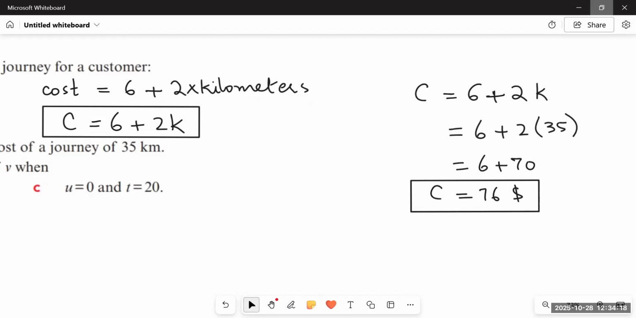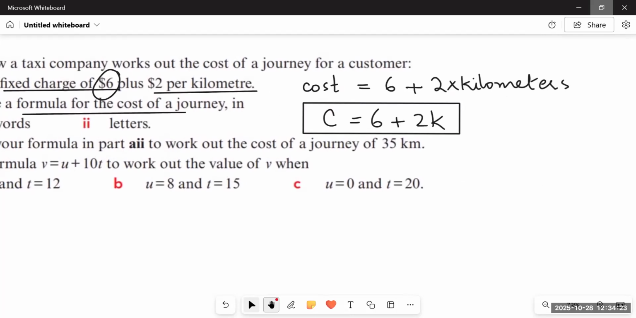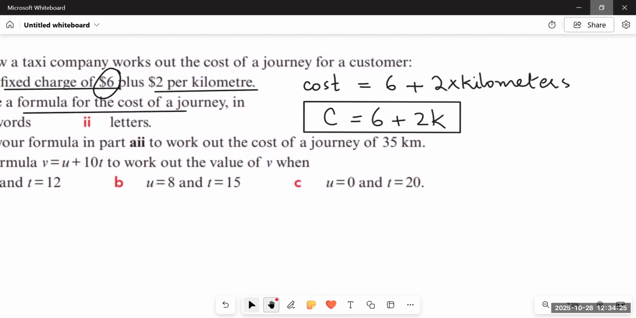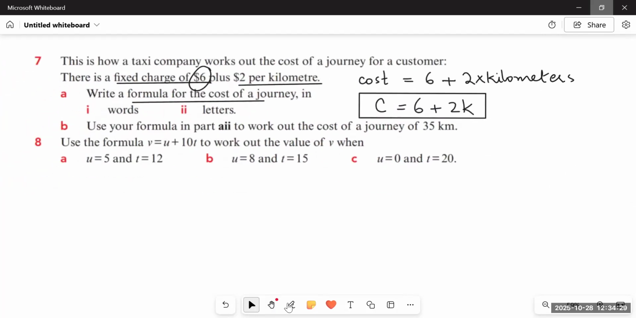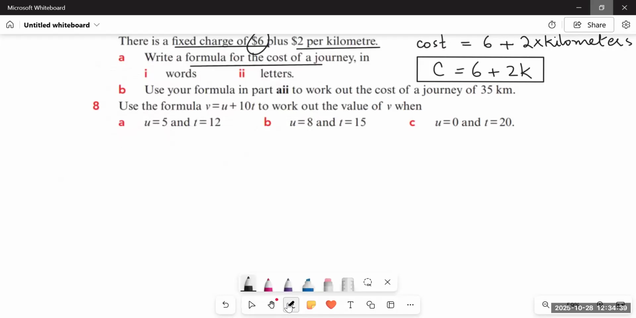70 for the 35 kilometers because you have to pay $2 per kilometer. For every kilometer, you have to pay $2. So it would be 70 for 35 kilometers and then a $6 fixed charge, which would make it a total of $76. Now use the formula V is equal to U plus 10T to work out the value of V when U and T are given.